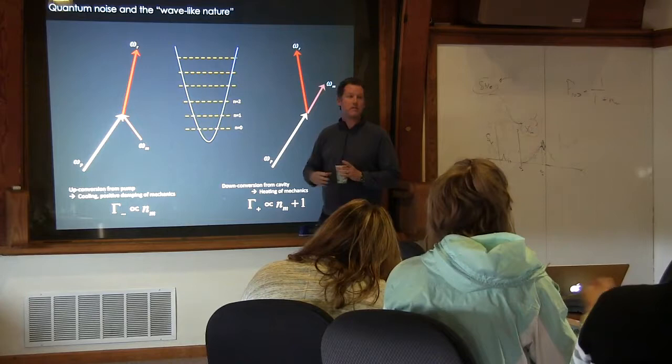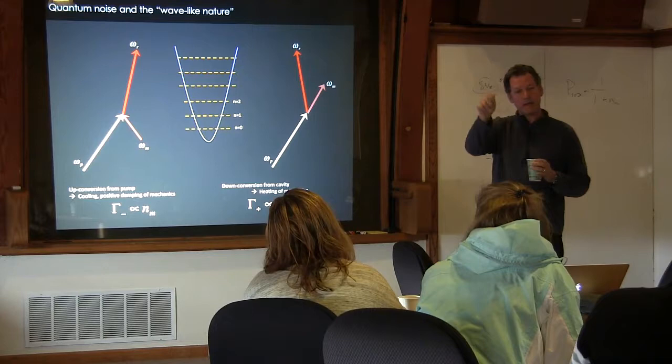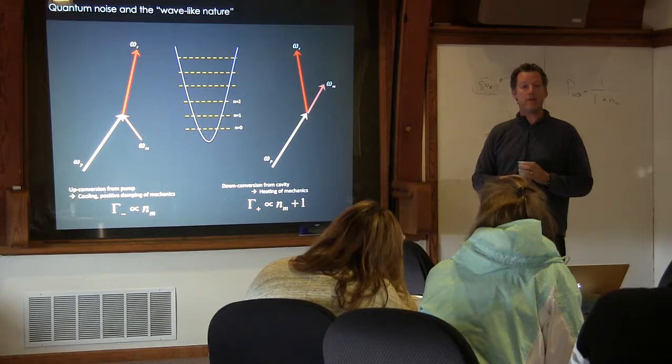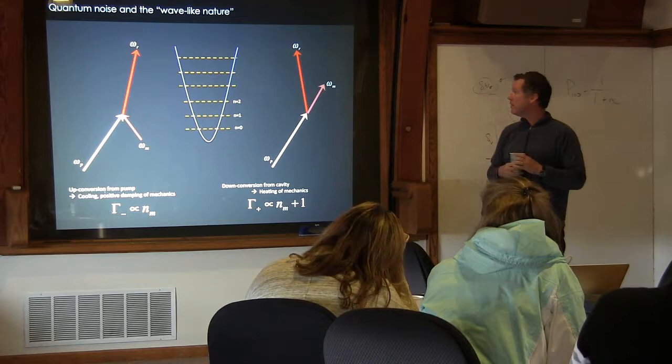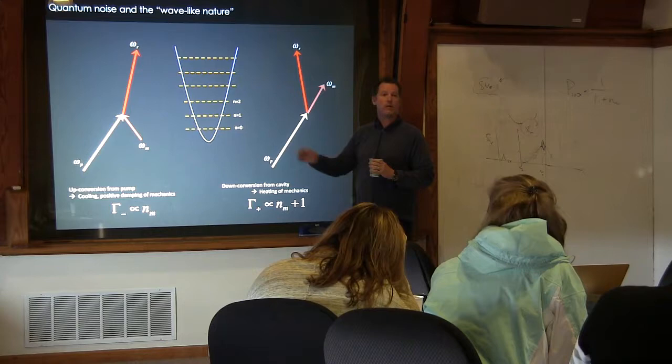Okay, so there's a history of these experiments. Wineland had a trapped ion, and it was vibrating mechanically in a trap, and they could do this kind of sideband cooling with that. And there's a PRL from the late 80s where they see the difference between up and down conversion and see the plus one. And the point of their paper is to say plus one means the wave-like nature of the mechanical ion, the mechanical motion of the ion.